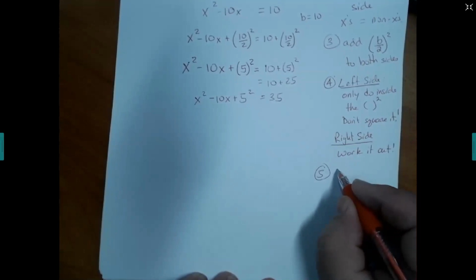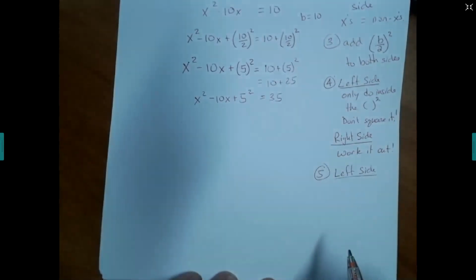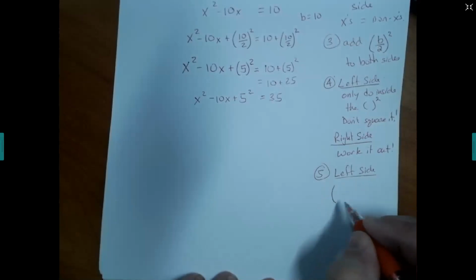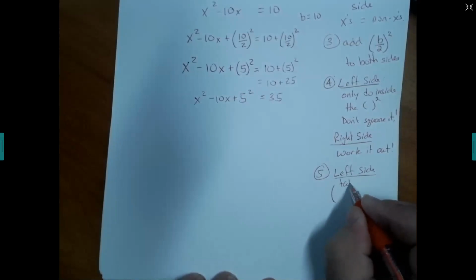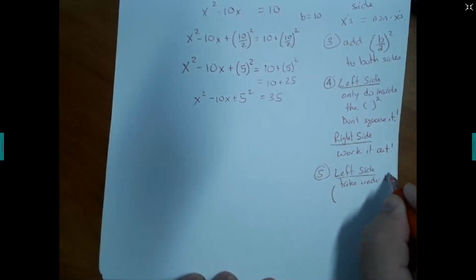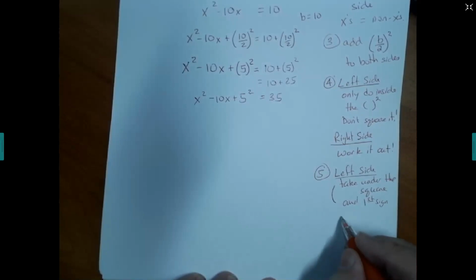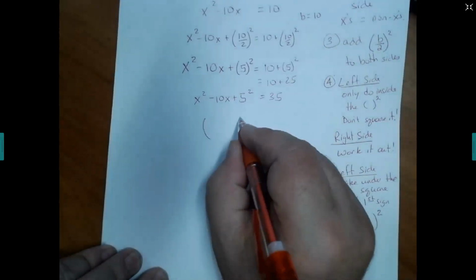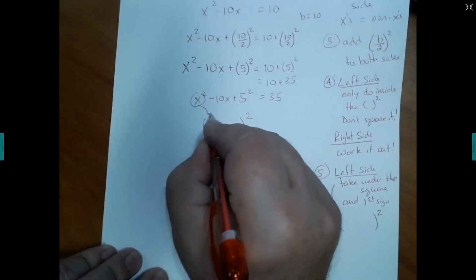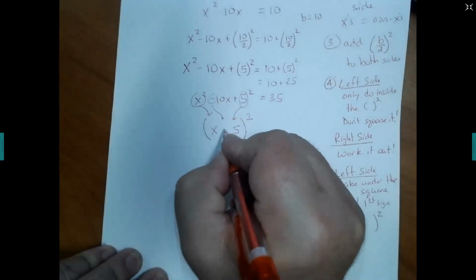All right, so the right side's finished. On the left side now, the fifth step. Take what's under the squared, under the squares, and the first sign. Put it inside the parentheses and square it. So take whatever's under the square and the first sign.